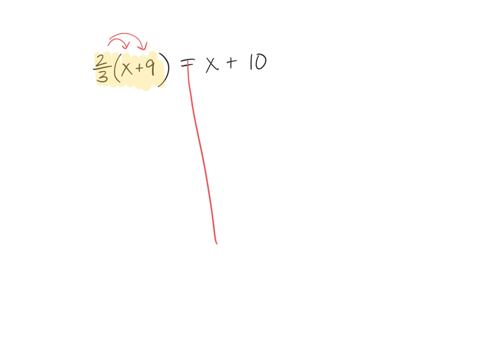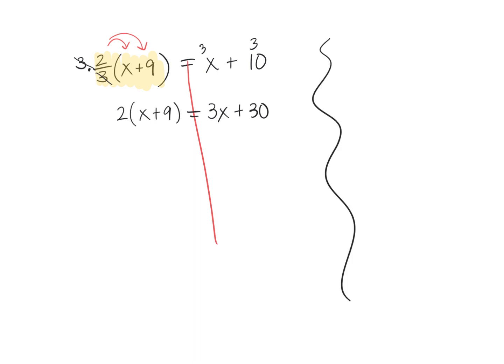You could also be like, okay, if I want to get rid of 2/3, I could actually times this by 3, because that would cancel this. I times that thing by 3, then I would need to times this by 3 and this by 3. Then I'm left with 2 times x plus 9 over here. And then 3 times x is 3x, 3 times 10 is 30. Now that's one way to kind of think of it. Then I'll still have to distribute.